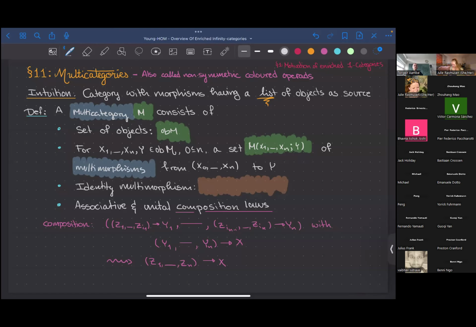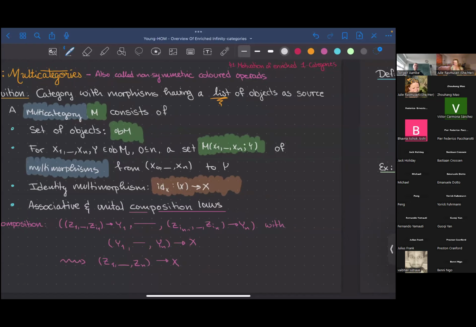And then again, we also need an identity multimorphism. It just goes from the one-object string x into x. And then the associative and unital composition laws again.